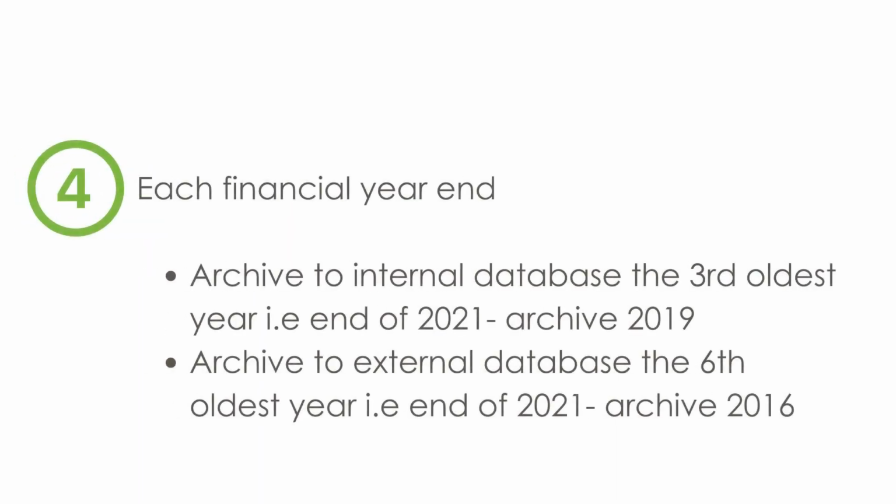So, each financial year end, we would expect you to archive to the internal database the 3rd oldest year, i.e. at the end of 2021, archive 2019, and archive to the external database the 6th oldest year, i.e. at the end of 2021, archive 2016.